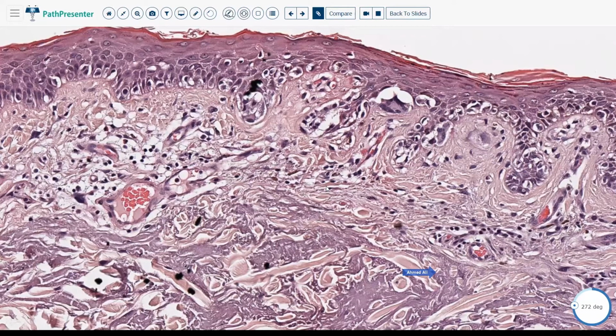Obviously, there's a question here saying that with any pagetoid spread, you call it superficial spreading melanoma. No, I'm sorry to disappoint you. Pagetoid spread can be found in the lentigo maligna, and it can be found in superficial spreading, in both of them. So you have to judge the melanoma as per cells and as per what is happening in the background.